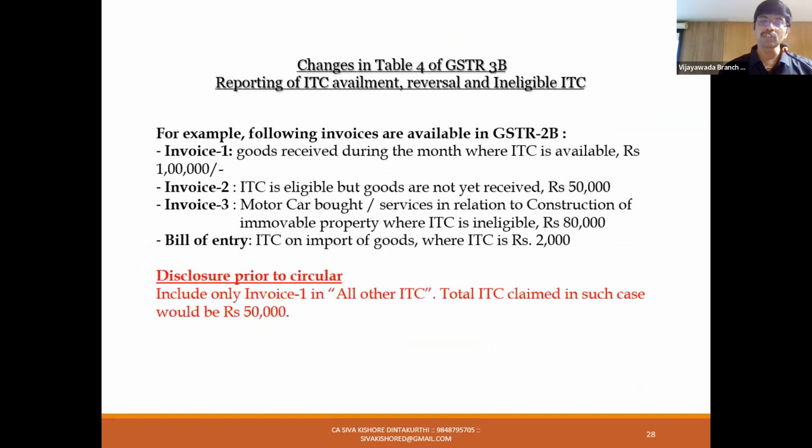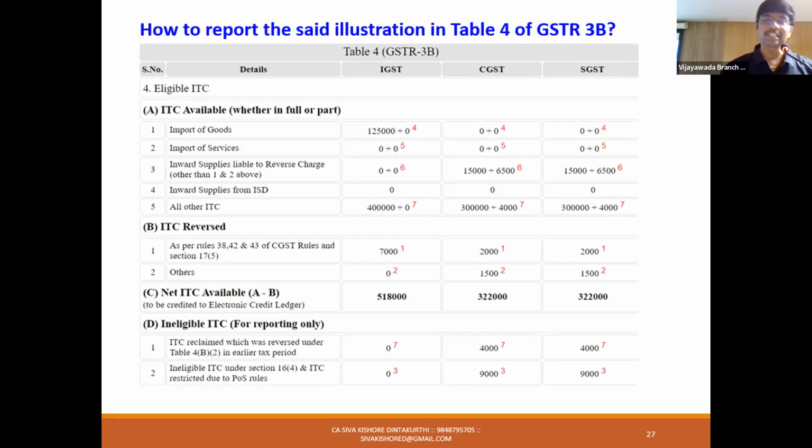Again, that 4,000, 4,000 warrants a disclosure in table number 4D1, because you have already promised that you are going to claim in the next month. It was already reversed. Whatever the availment, not supported by 2B entry, but supported by the earlier reversals made as part of 4B2 of the earlier tax periods, must be disclosed in 4D1.